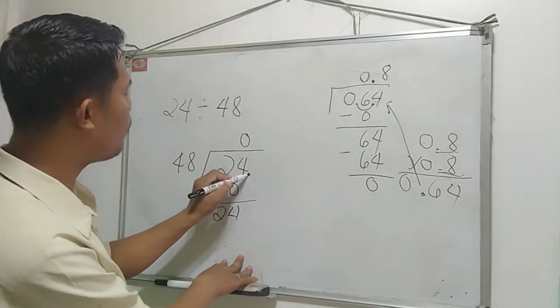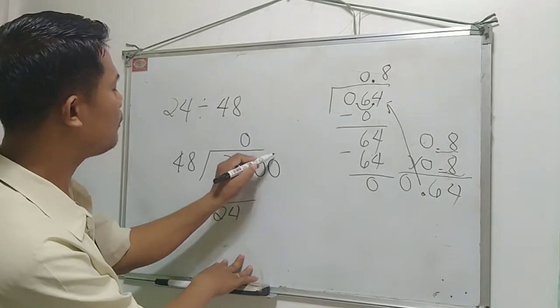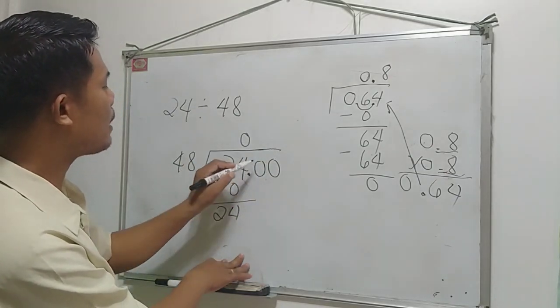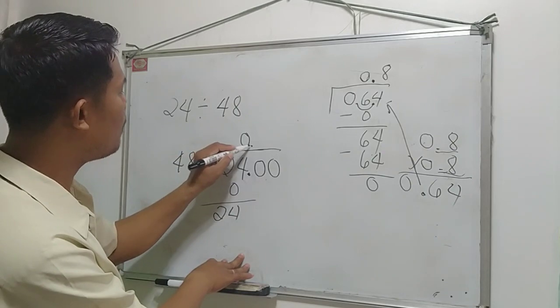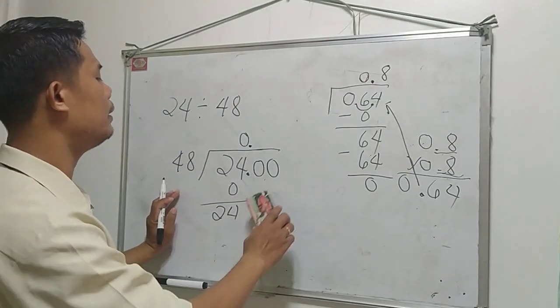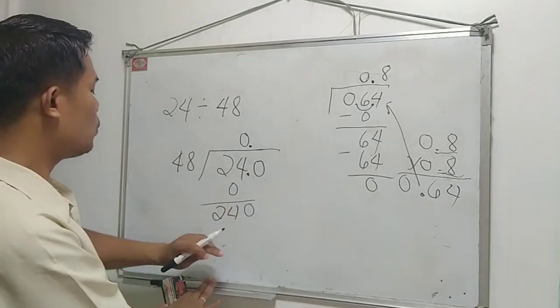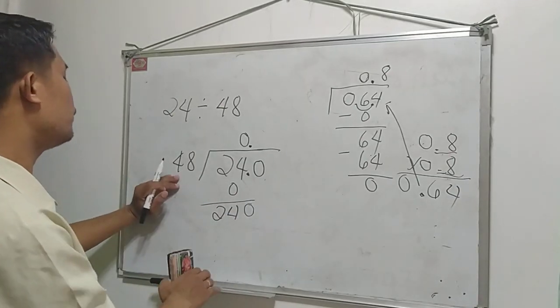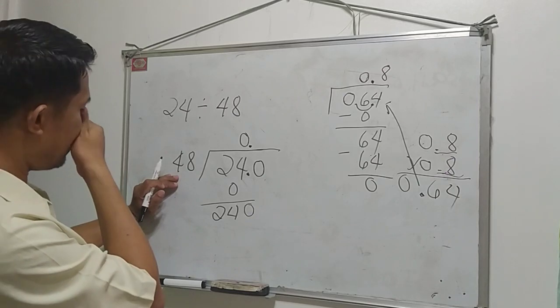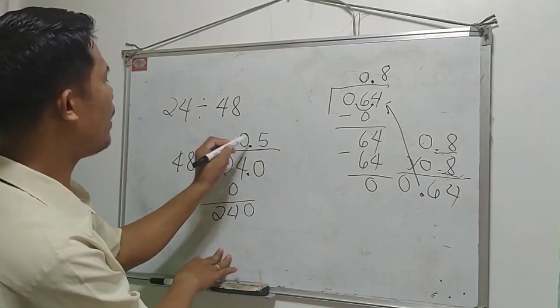Add decimal points. Add 2 zeros. Pwede rin po isang 0 lang. Then, decimal points. So, isang 0 lang muna. Pwede na rin yan. So, we have 240 now. So, 240 divided by 48. Okay, let's say 5. Okay, 5.